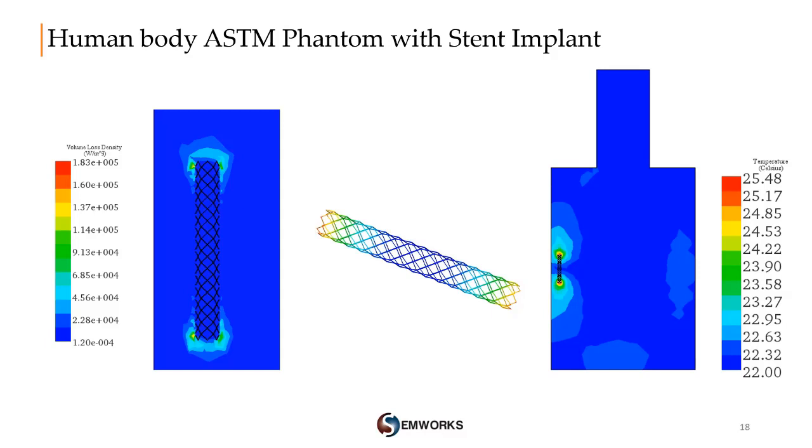Here we have the dielectric loss density distribution and the temperature rise, which is around 3.5 degrees Celsius around both stent sides. These results are considered high and insecure for a human body for an MRI scanning period of 15 minutes.